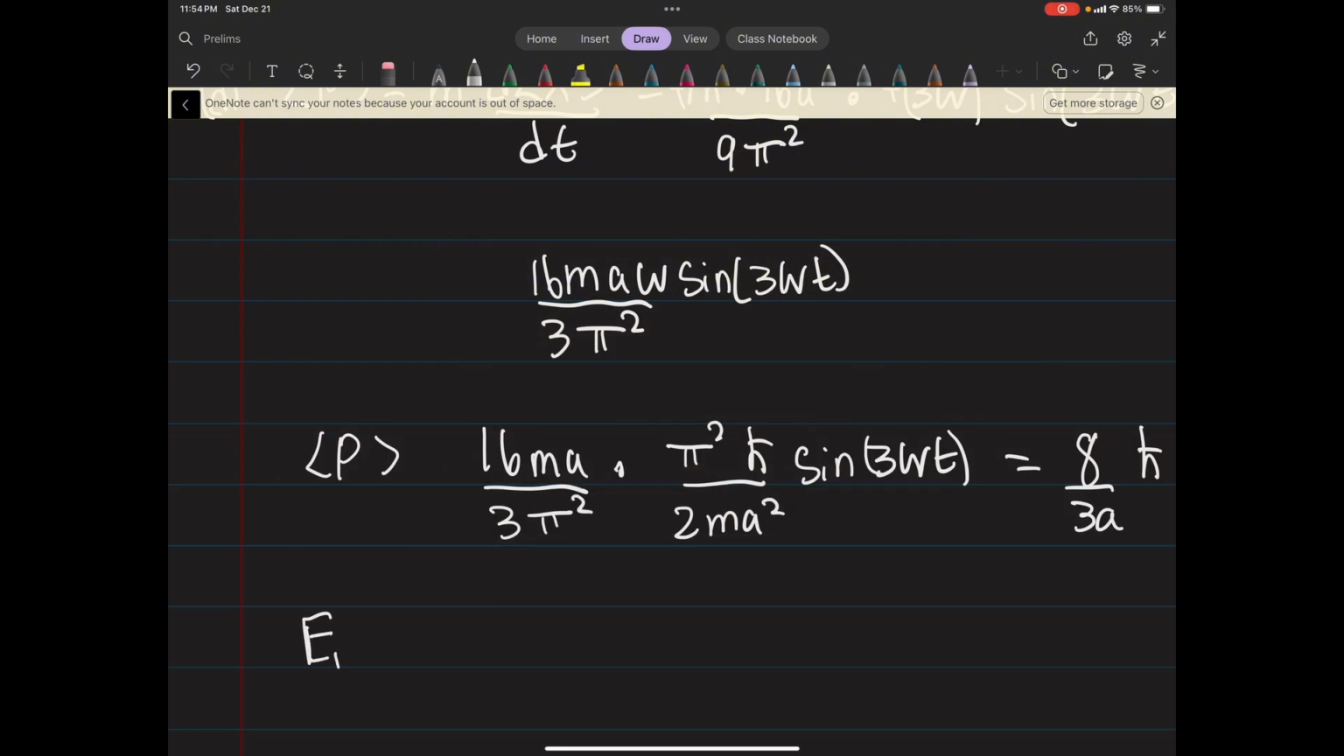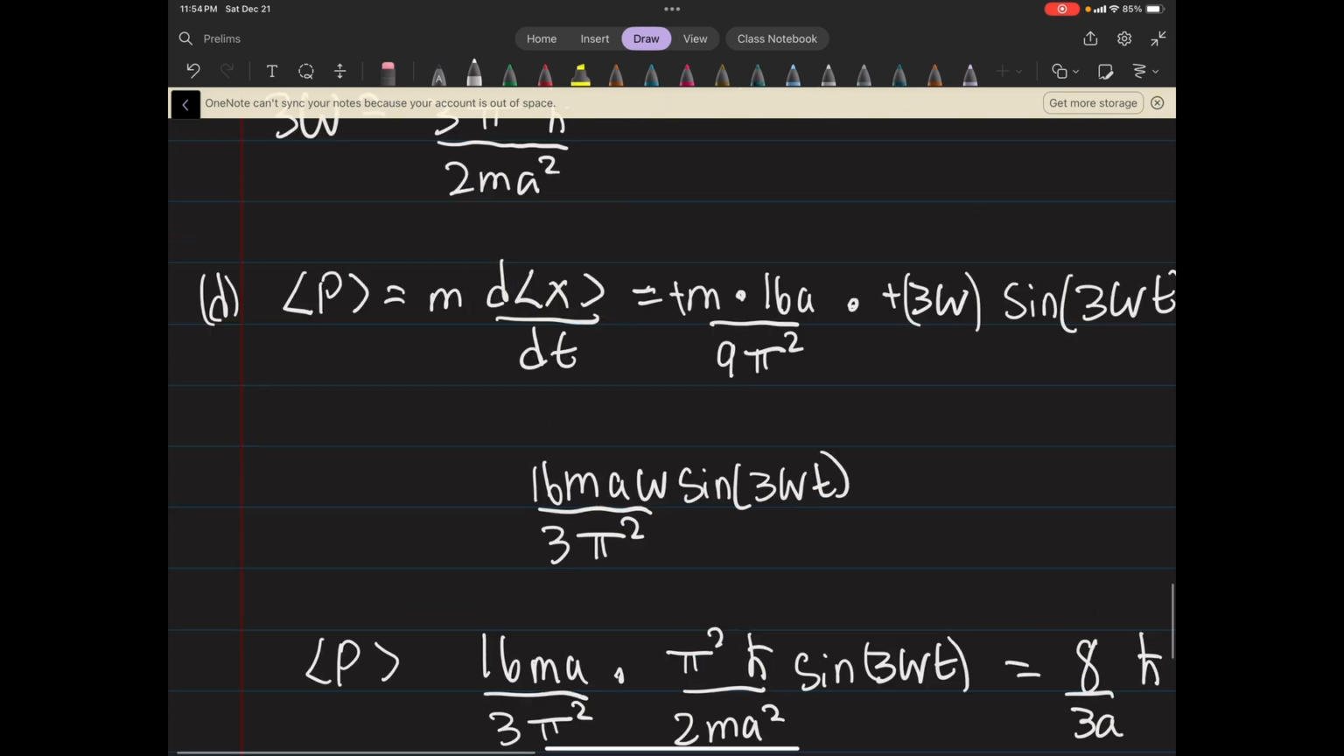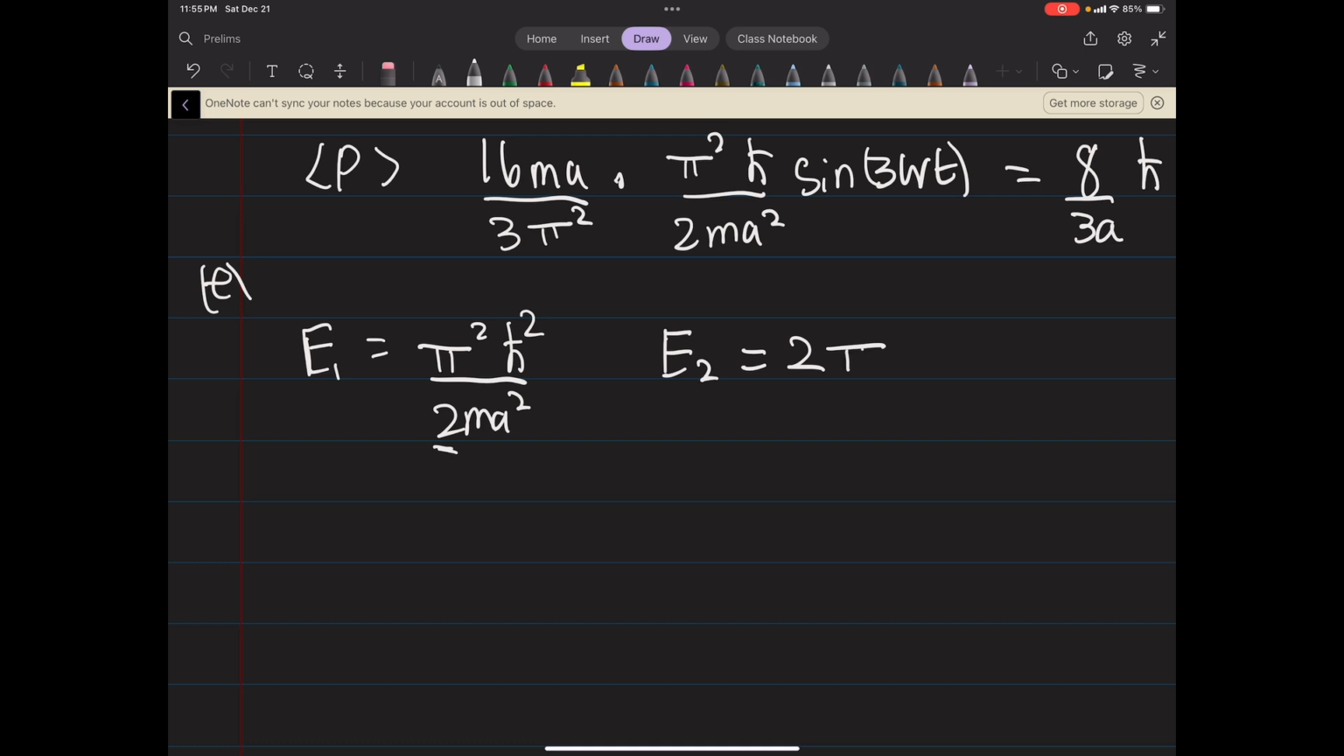E1, so these are the values we're expecting from E. This is part E of the problem. E1 will just be pi squared h bar squared over 2ma squared, since n is equal to 1. And then for E2, you're going to have a 4 in the numerator, but because of this 2 in the denominator, you'll just have a 2 in the numerator. So we'll have 2 pi squared h bar squared over ma squared.